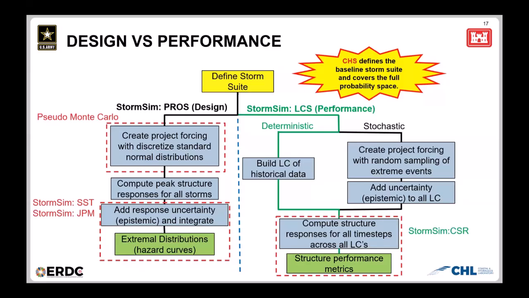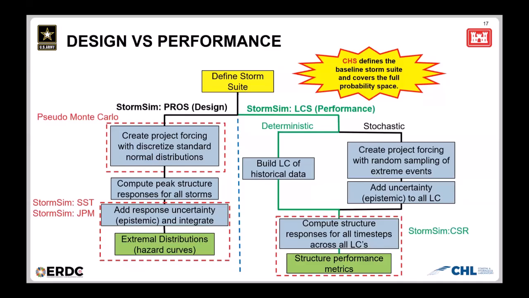So if you're using CHS, you kind of save yourself a step, and StormSim is set up to ingest that directly. But then if you go down the pros side of things, meaning you're going for a design, we do a pseudo Monte Carlo to account for the uncertainty component. We take the forcing and create the project forcing using discretized standard normal distributions for each of those storms. We then compute the structure responses for each one of those storms and look for the peak response.